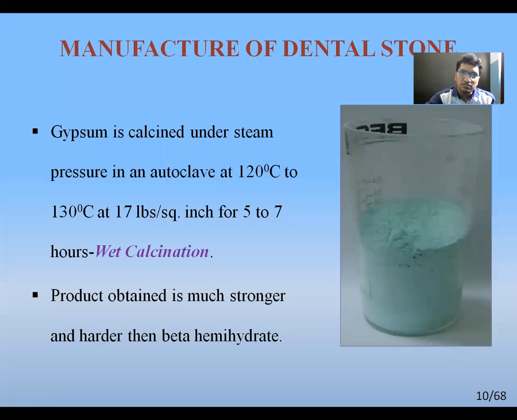The process by which plaster is manufactured is known as dry calcination, because we do it in an open kettle without the use of any water. The same thing done in a closed container or autoclave gives us alpha hemihydrate, and the process is known as wet calcination. The product we get is harder than beta hemihydrate.